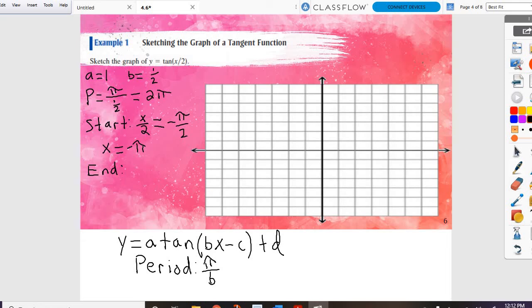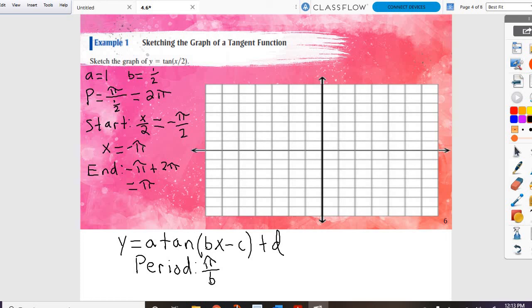So if my starting value is negative pi, and I know the period is how far I go before I repeat itself, how would I figure out where that ending spot is? Yep, I'm going to add my starting spot, which is negative pi, to the period, because that's how far we're going to go before we're done, and that's going to give us our ending value, which is pi in this case. Are we on the page with that?